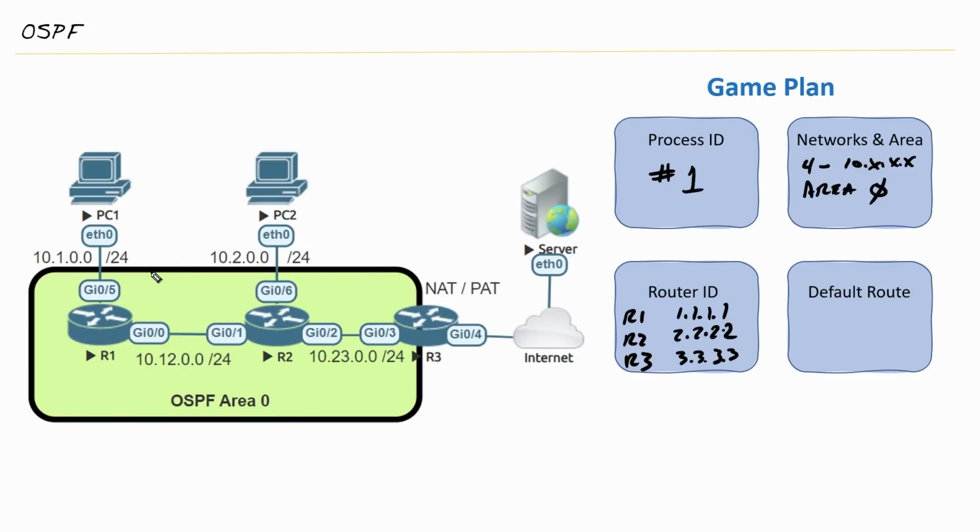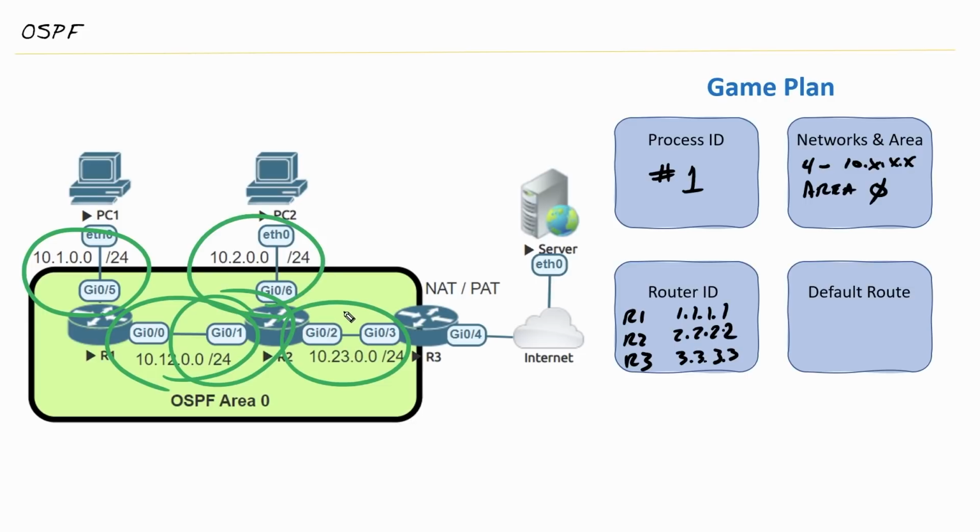So let's imagine that router 1, for its networks in area 0, we're going to include the 10.1.0 network and the 10.12 network. On R2, we're going to include the 10.12 network and the 10.23 network and also the 10.20 network. And on R3, we're going to tell it to include the 10.23.0 network. So that's our 4 networks that all these routers agree are going to be participating and advertised through OSPF.